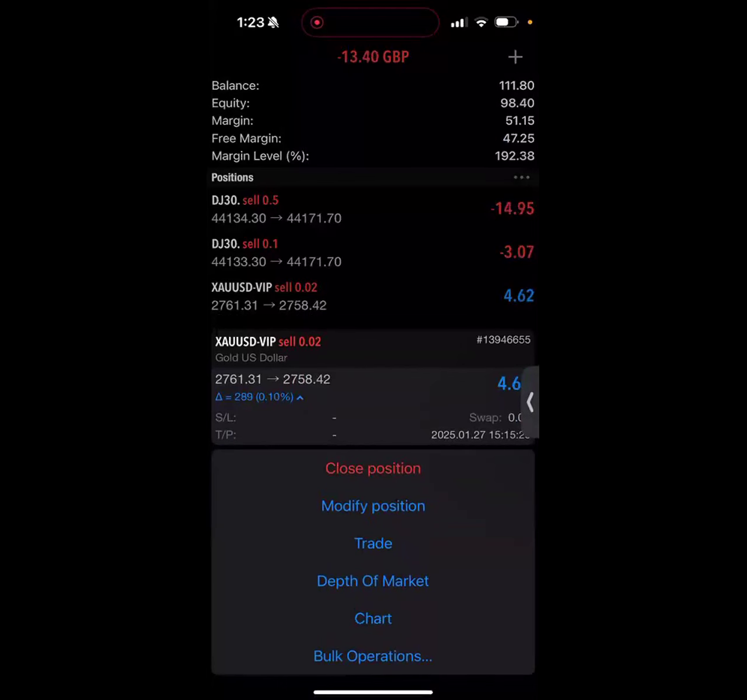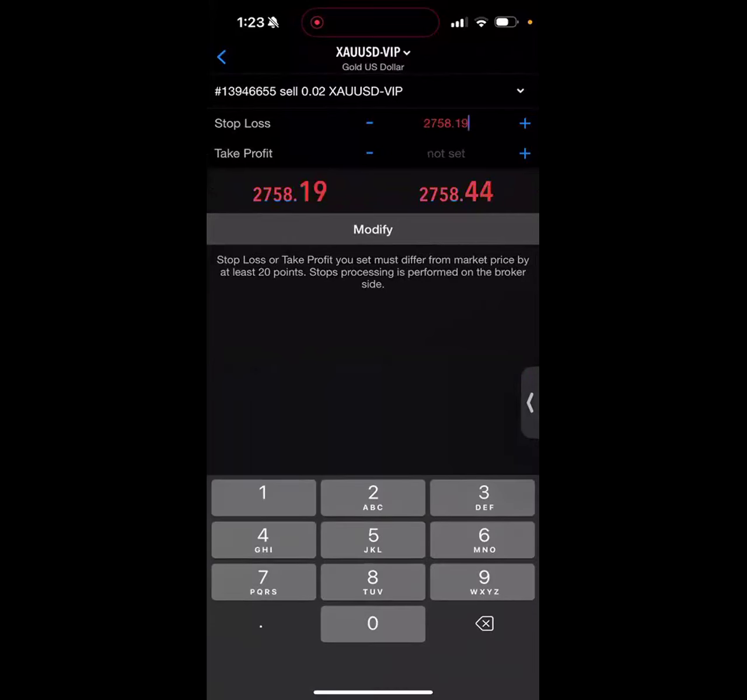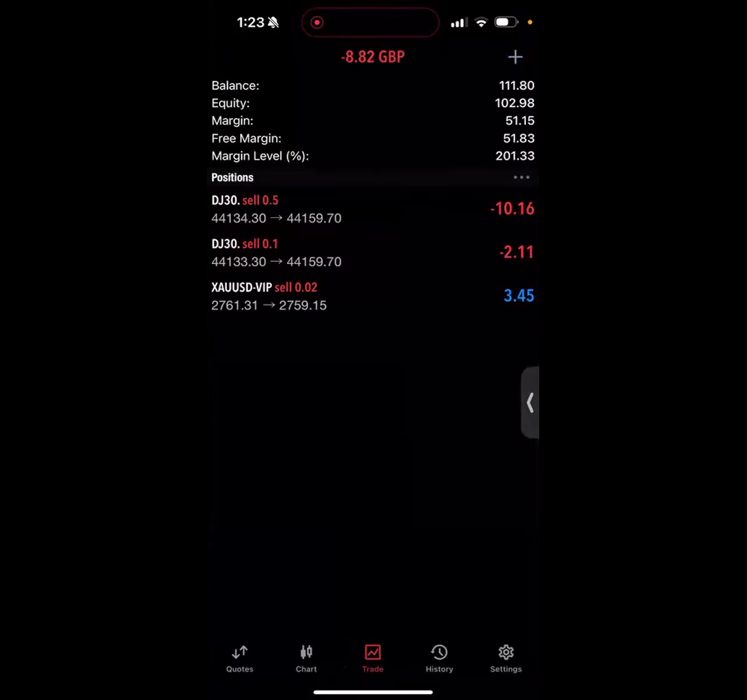So you click and you choose modify position. Imagine there's an SL here. You erase it and you put your entry price, 2761.31. And then you modify. That way you have secured your profit. So whatever happens in this market, you only leave the market with the profits that you've made. And that way you won't be able to incur losses for yourself.